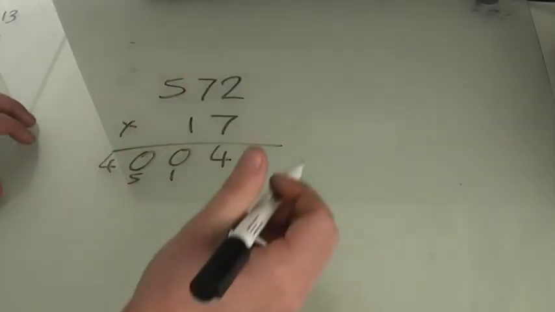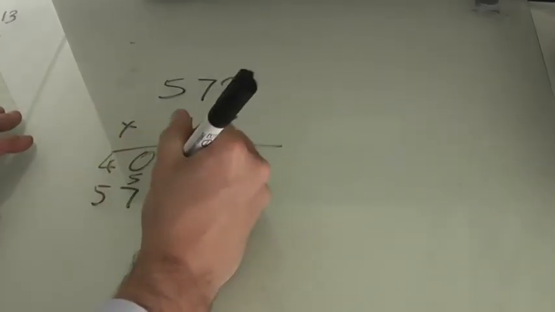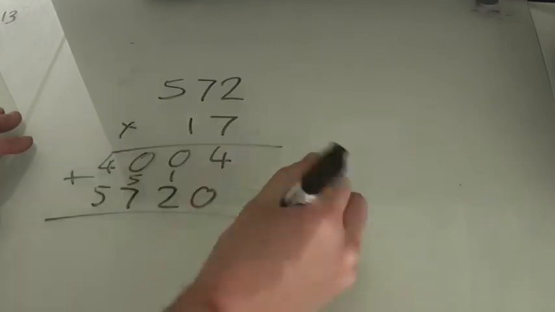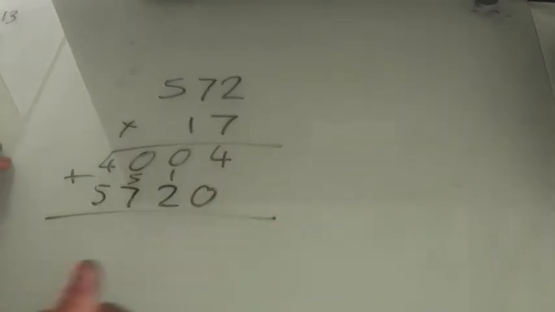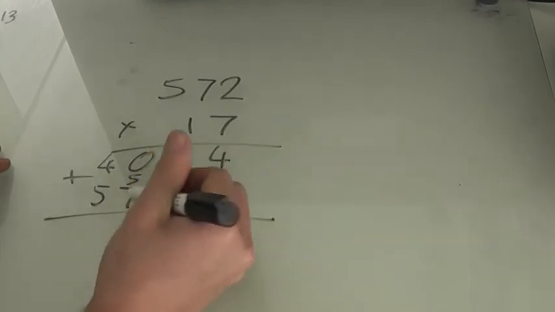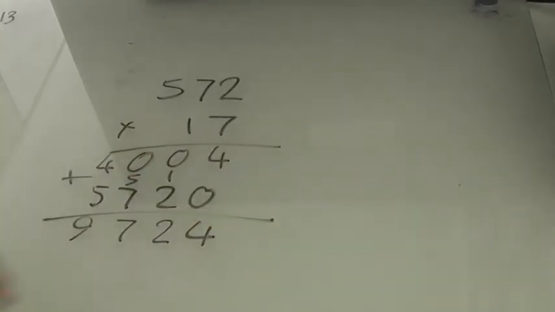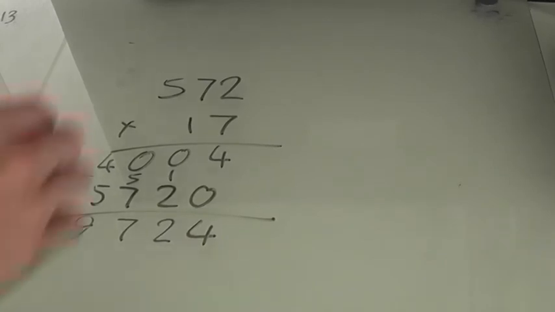Then we're doing 572 times by 10, which will give us 5,720. Add those two together, so you've got 4. 0 add 2 is 2, 0 add 7 is 7. 5 add 4, which is 9, so your answer is 9,724. Let's have a go at the hard one.